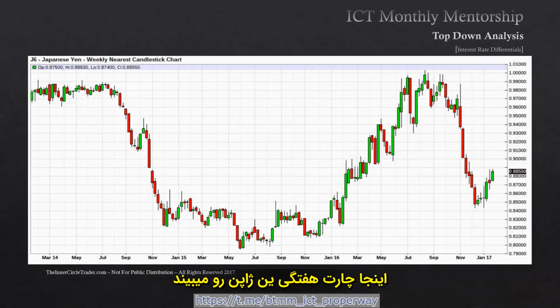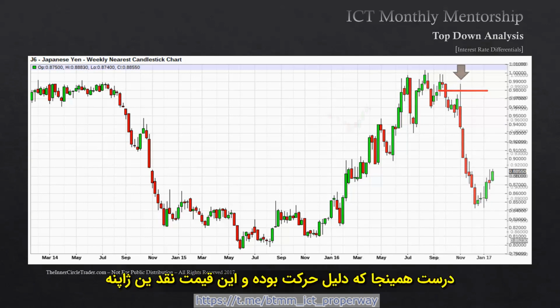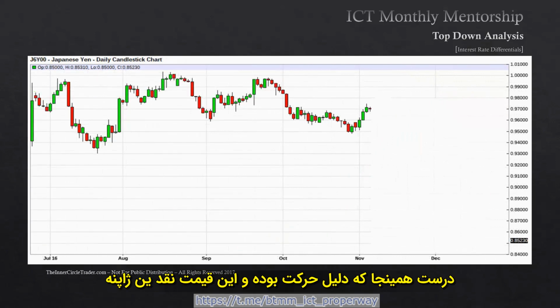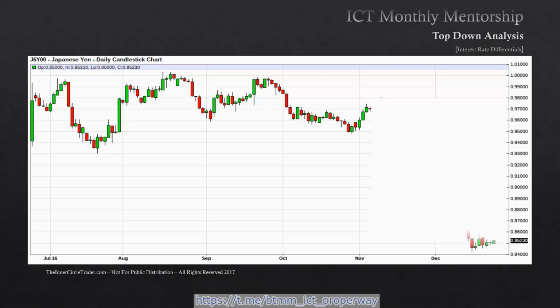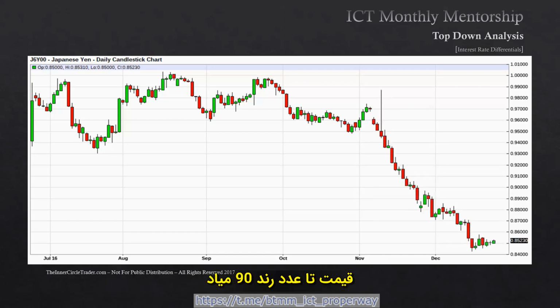As it relates to the cash, you can see the weekly chart here and a bearish order block at the 98.00 level right here. And that would set the stage for a move. And this is the cash price of the Japanese yen. Price trades up into that 98 big figure, and weakness is seen from that point on.